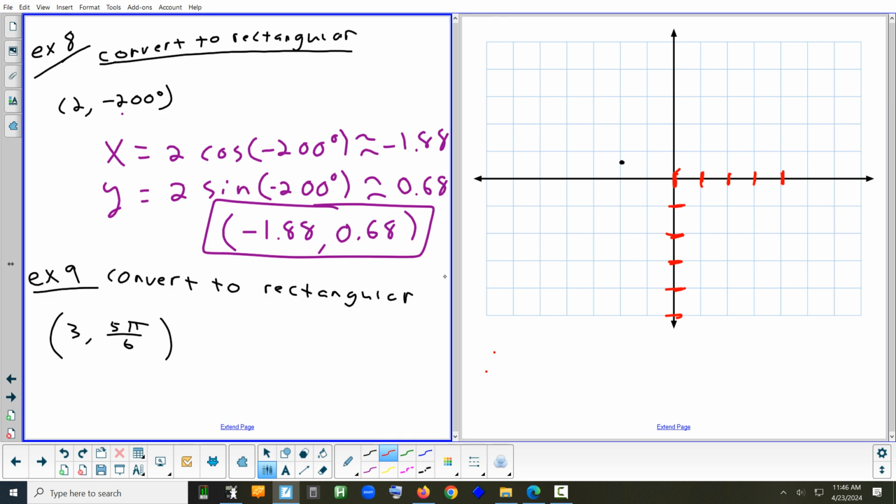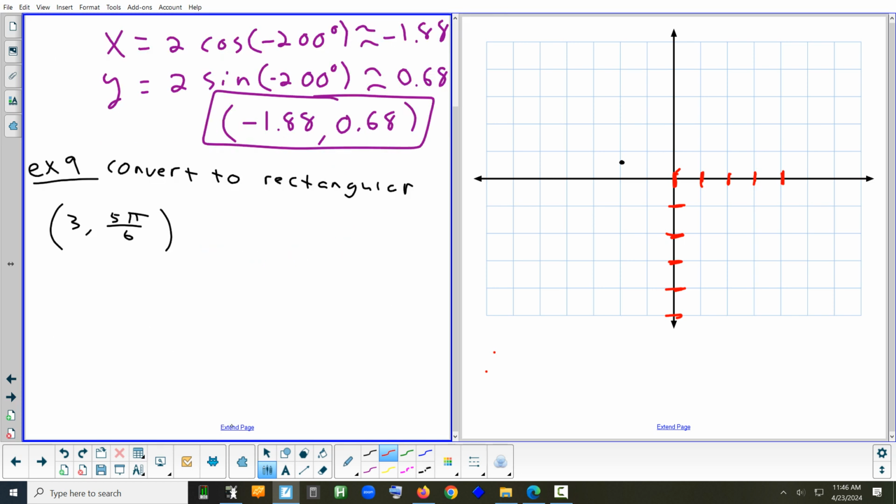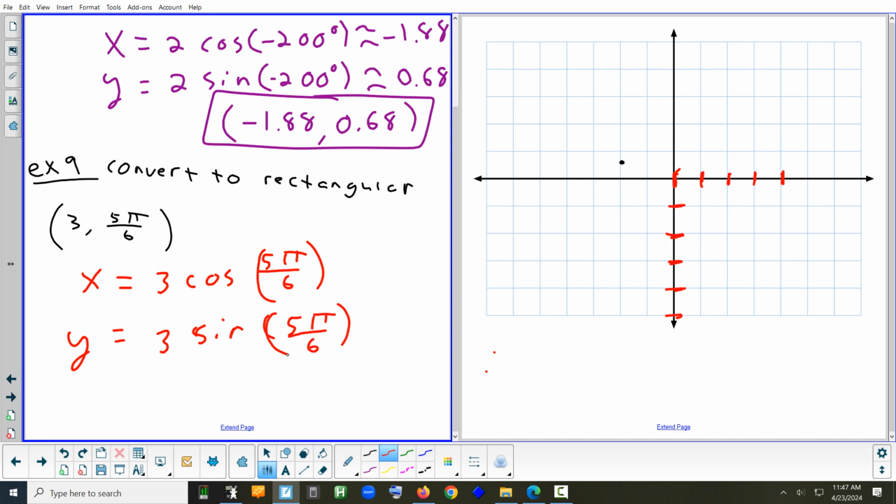Okay. Let's look at this one. 3, 5 pi over 6. Okay, what's going to be my formula for x for this one? 3 cosine 5 pi over 6. And what's my formula for y? 3 sine 5 pi over 6. Now, what's 5 pi over 6? If you can think of what pi over 6 is, just times that by 5.